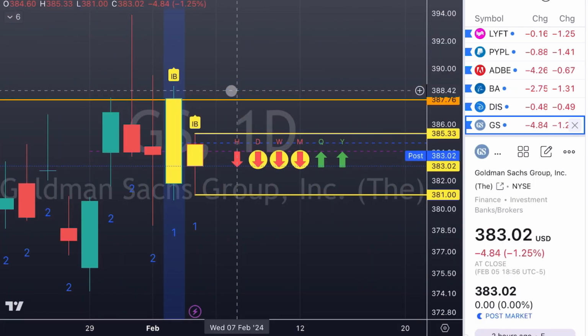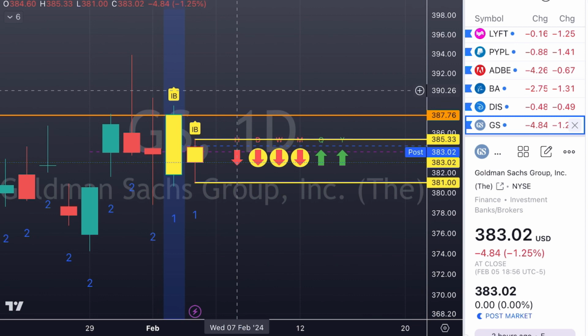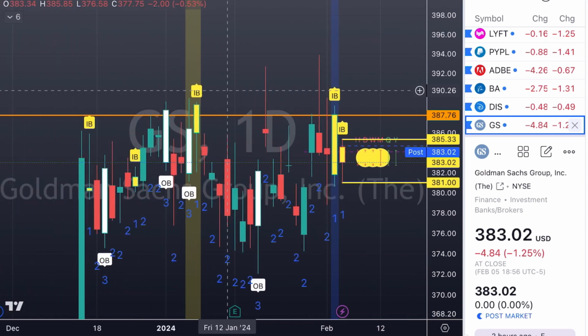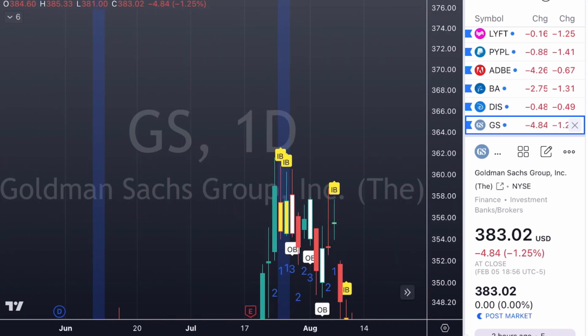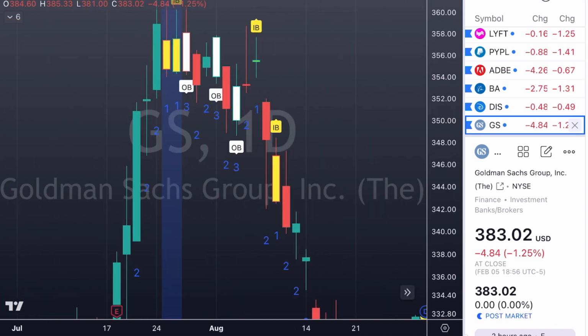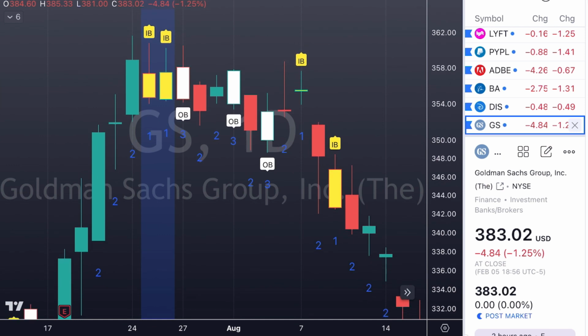Goldman Sachs, double inside bar. Double consolidation. 2 straight days of consolidation, Friday and Monday. We go back in time to find the last double inside bar. There it is. What happened? We went outside bar, okay? We opened, we came up, just missed the target, and reversed back down.